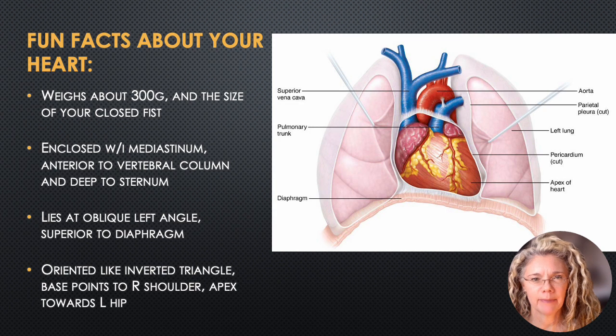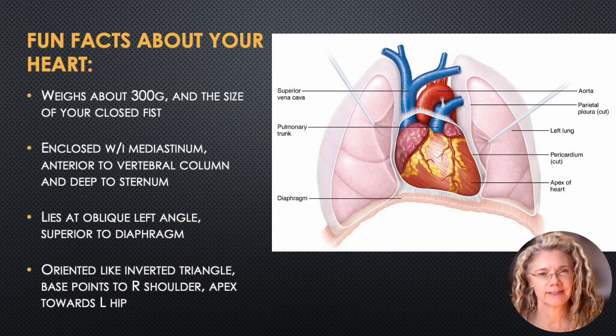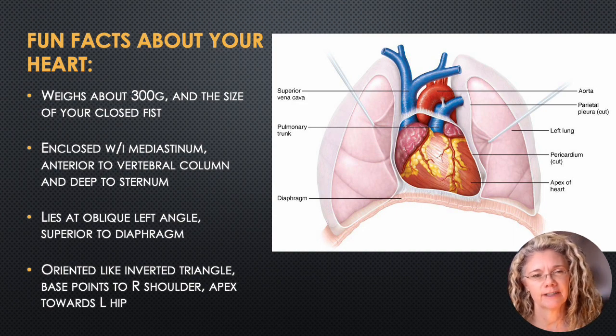It's got a wide base and a small pointed apex. The wide base is superior, and that's where all those great vessels exit from the organ. And that pointed apex is going to point kind of down towards your left hip, and most of the right ventricle sits right here on top of the diaphragm.